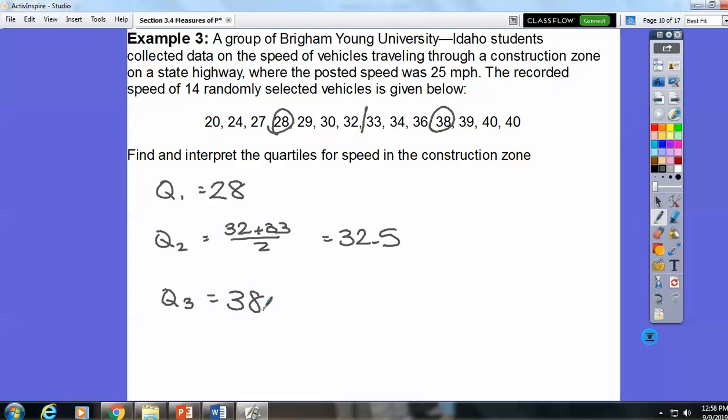So this means 25% of my speeds were 28 or below. 50% of my speeds were 32.5 miles per hour or below. 75% of my speeds were 38 miles per hour or below.